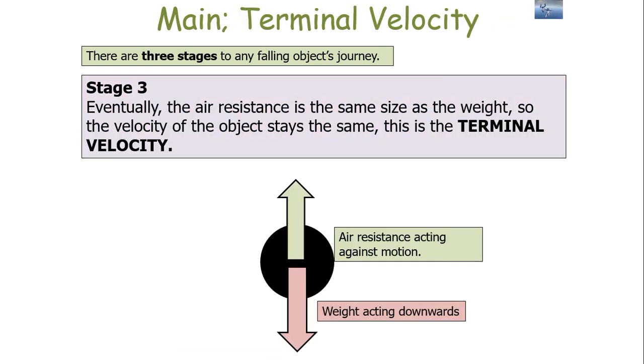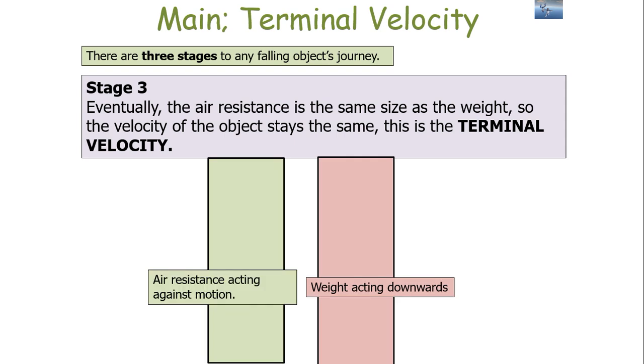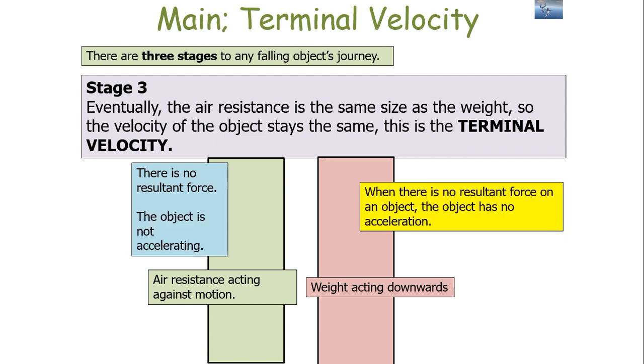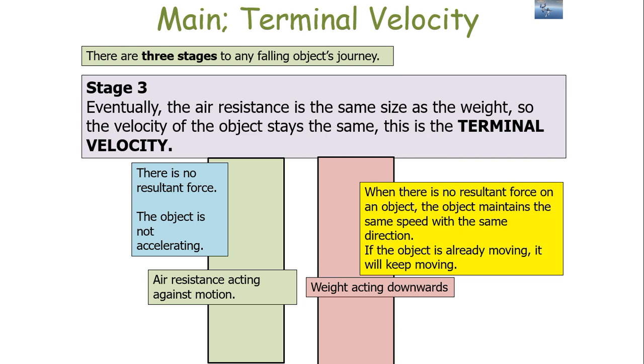Eventually, we reach stage 3. That's when the air resistance is the same size as the weight, so the velocity of the object stays the same. We call that terminal velocity. So once again, the weight hasn't changed size, but the air resistance has increased now, so it's the same size as the weight. So there's no difference between the two forces, so there's no resultant force, the object is not accelerating, and when there's no resultant force on an object, the object has no acceleration, it maintains the same speed with the same direction. So the object is already moving, which it is because it's falling, it will keep moving. Now this principle in physics is called inertia.